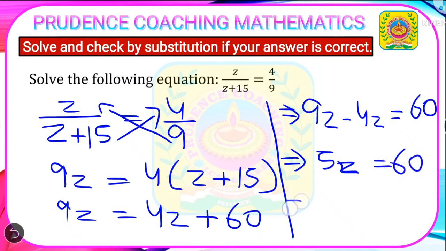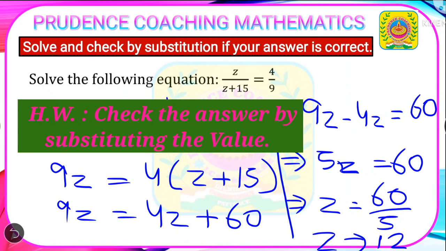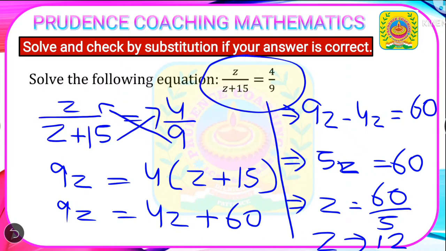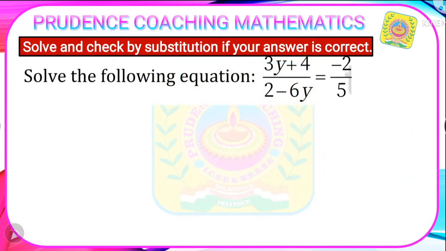So the value of z will be 60 by 5, that is 12. So our answer is 12, or the value of z is 12. Similarly, I will not make the video lengthy. You will verify the solution at your home by substituting the value of z in the equation. Now let us move on to the next one. So next one is this one.